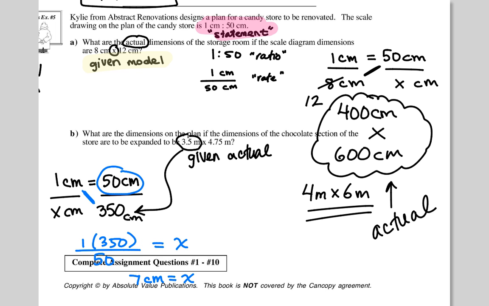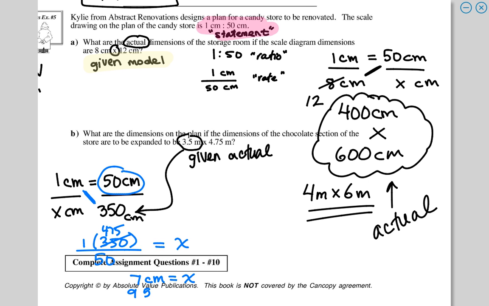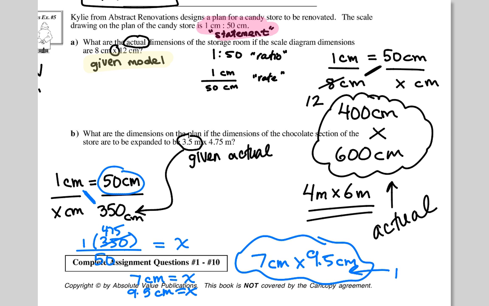7 centimeters for X. Now, if you're a smart, logical person, you know you're going to do the same thing with the 475. So just replace the 350 with 475 and do it again. Notice I didn't put 4.75. It's 475. It's got to be in centimeters. And I get 9.5. Good, 9.5. So the new dimensions for the model, 7 by 9.5. This is for the model.